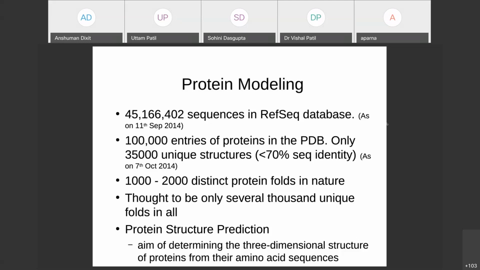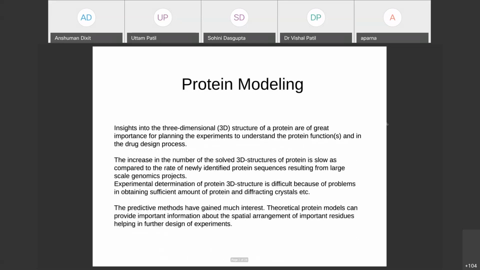So what is protein structure modeling? We try to determine the 3D structure of a protein from its amino acid sequence. And I said it is very, very important. It is a very important aspect of computational bioinformatics study.